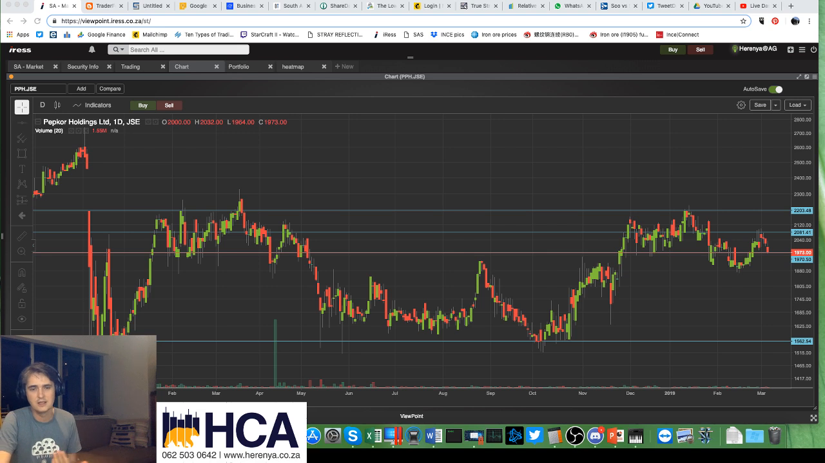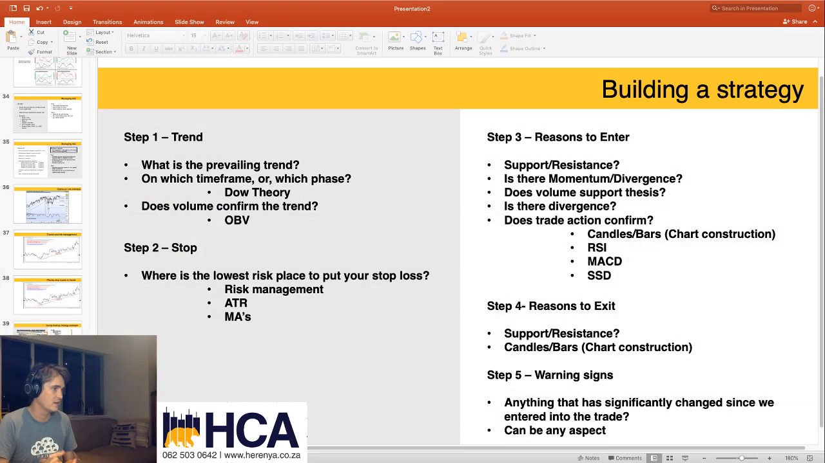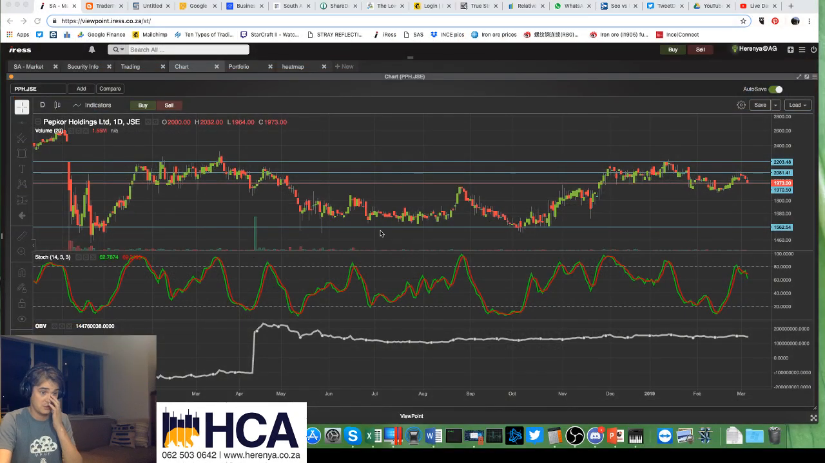This is the type of thinking that I think is important, that goes into building a system, right? So does trade action confirm? Oh, right, is there divergence? Oh, does volume support our thesis? Okay, let's look at OBV. I did put the divergence thing on, that's crazy. Let's make it easy to see. And let's just show you the chart.